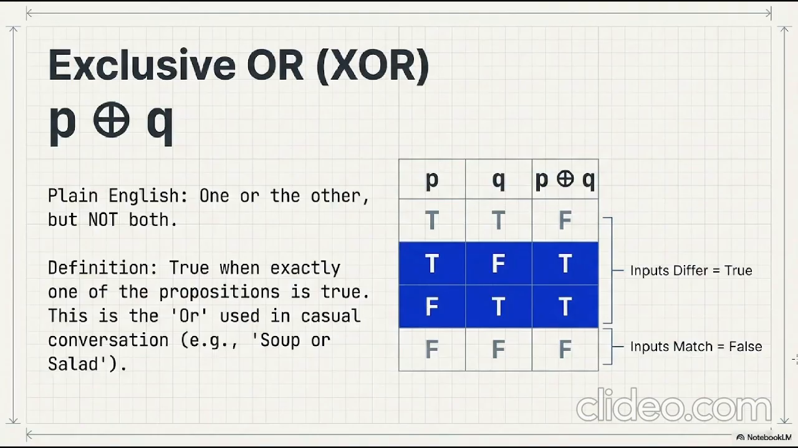The next operator is exclusive OR. Exclusive OR, written as P XOR Q, means one or the other, but not both. It is true when exactly one of the inputs is true. If both are true or both are false, the result is false. So XOR checks whether the inputs are different.